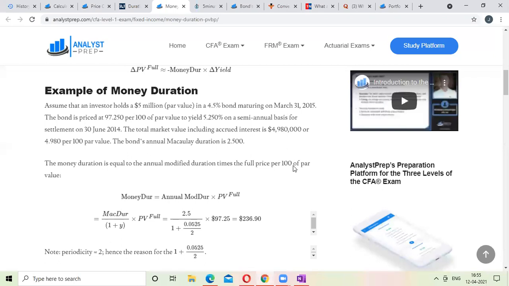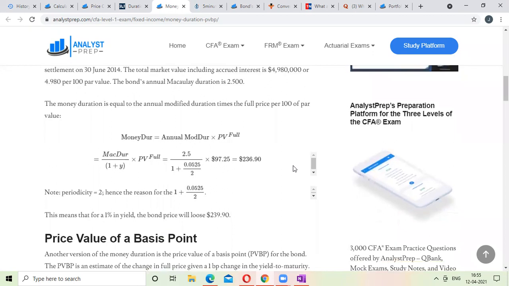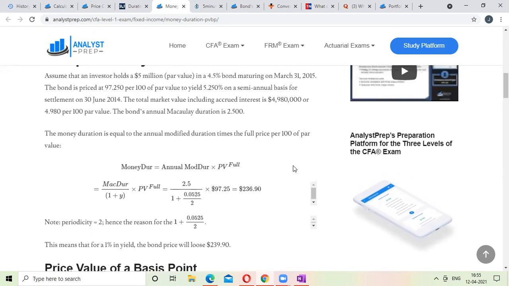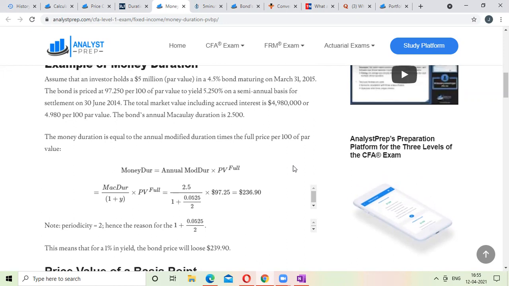So now, if I find out this entirely, I get 236.90. What does it mean? It means that for a 1% change in yield or increment in the yield, I may lose $236.90. There's a printing error. I may lose $236.90. ओके, अगर 1% से मेरा yield to maturity बढ़ता है तो मेरा बॉन्ड वैल्यू 236.90 से डिक्रीज हो जाएगा. फाइन, प्लीज गो थ्रू दिस, will move forward.